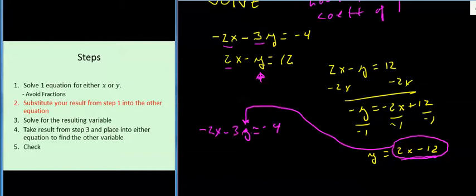I have 3 times y. I know what y equals. It's 2x minus 12. So I get negative 2x minus 3, use parentheses, 2x minus 12, equals negative 4. All right? I'm just replacing y with its value, and its value is 2x minus 12. By doing this, I now have one variable, and step 3 is to solve for that resulting variable.